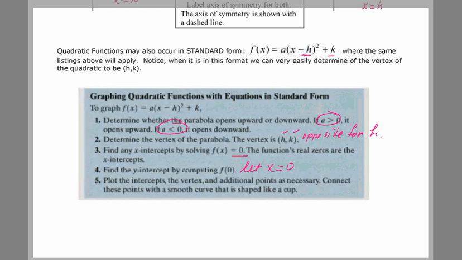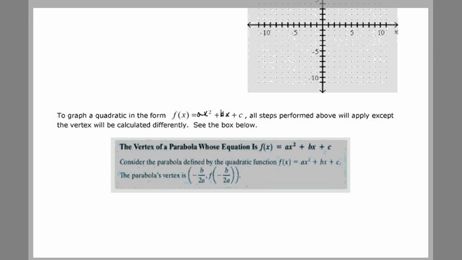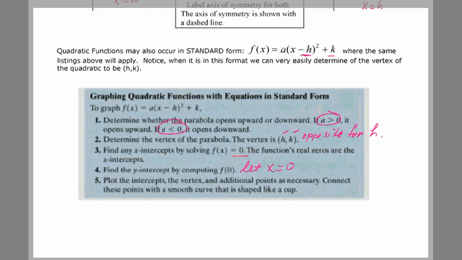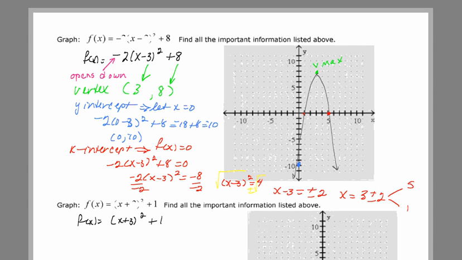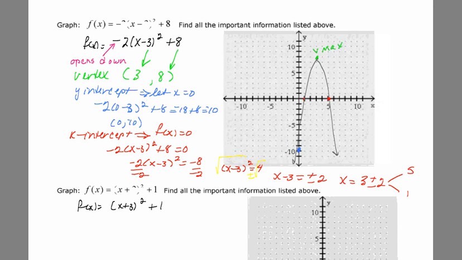Okay, where to go? See if it'll let me scroll down just a little bit.